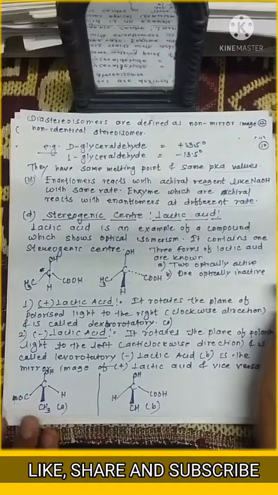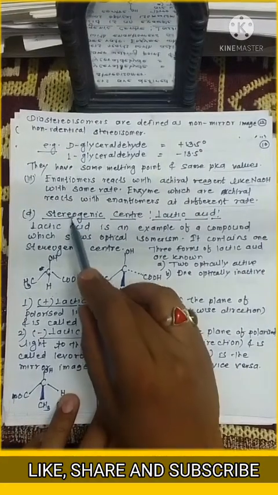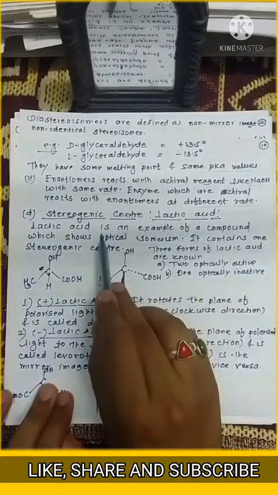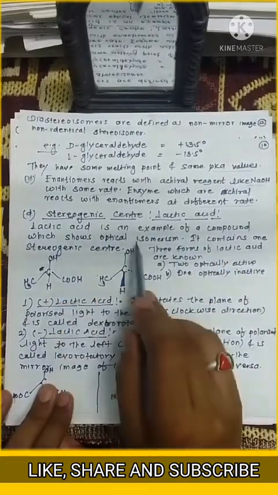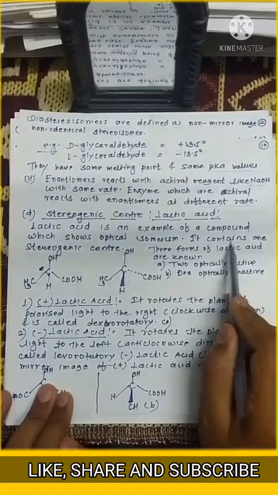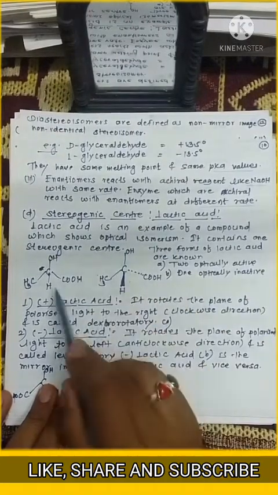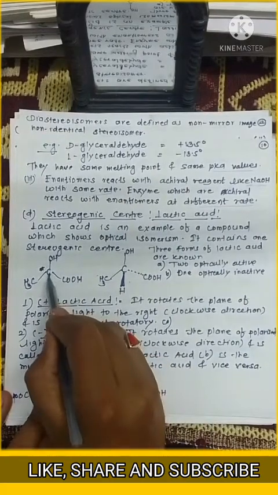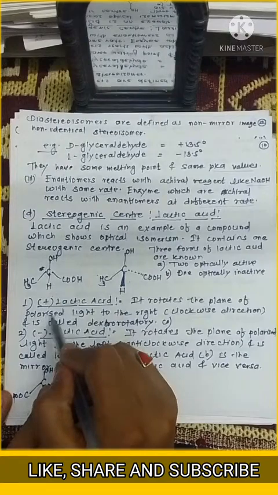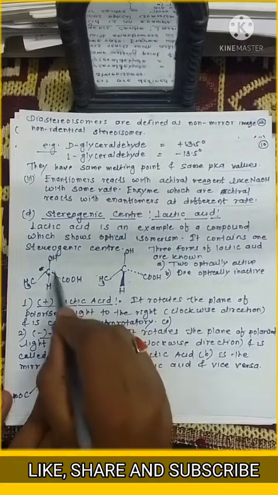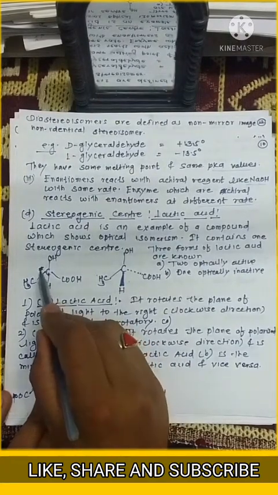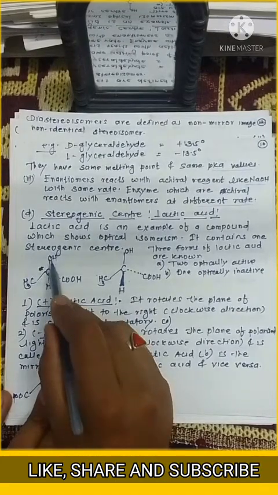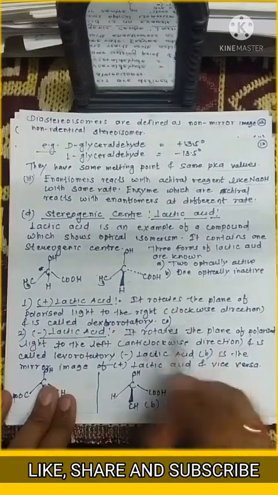Now we are going to see a compound with one stereogenic center. An example is lactic acid. Lactic acid is an example of a compound which shows optical isomerism. It contains one stereogenic center. So this is the formula of lactic acid. Just see, in lactic acid, the second carbon is a chiral carbon. So it is the stereogenic center.